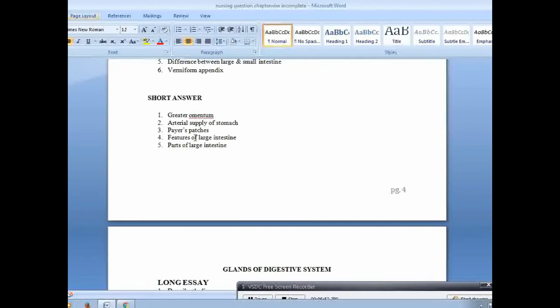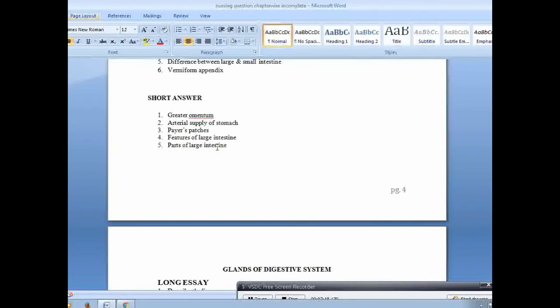Peyer's patches are the lymphatic nodules which are seen especially in the ileum region. Features of large intestine: you need to mention the three cardinal features of the large intestine, like it has taenia coli, it has a sac-like appearance, the lumen is larger, and appendices epiploicae.